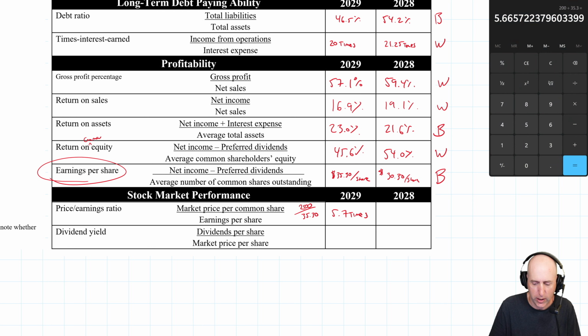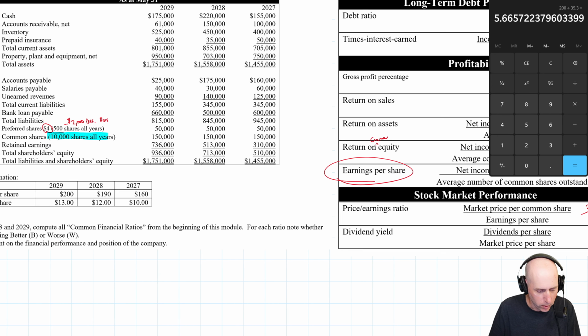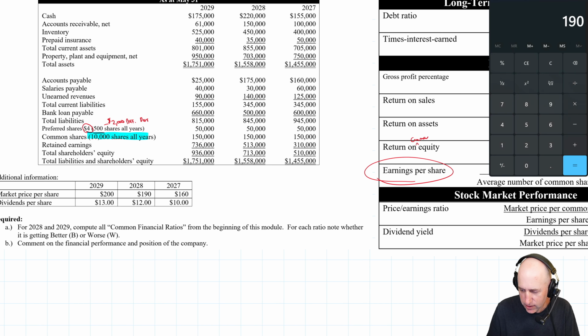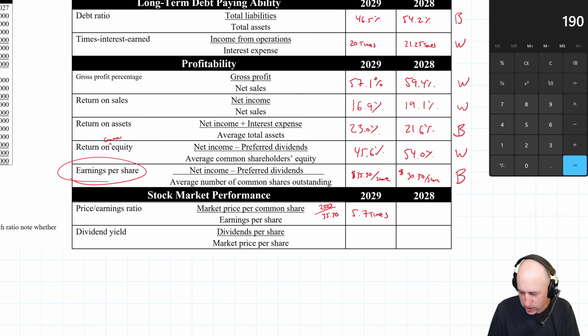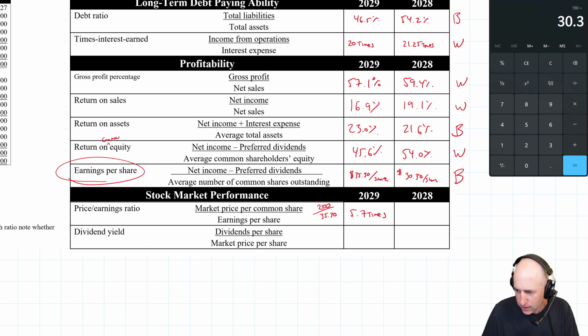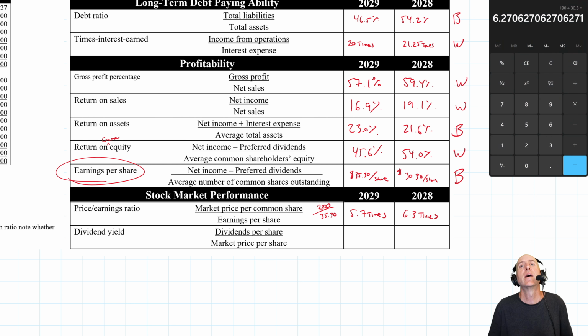This is a times one. What about the year before? It was 190. Divided by our earnings per share, which is 30.3, 6.27, or we'll call it 6.3 times. Okay, what is this telling us? This is a measure of how much the stock market likes us. And it often has nothing to do with the company itself.